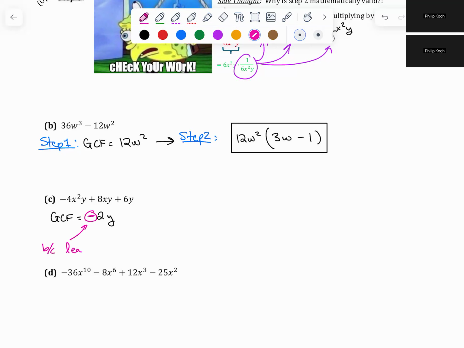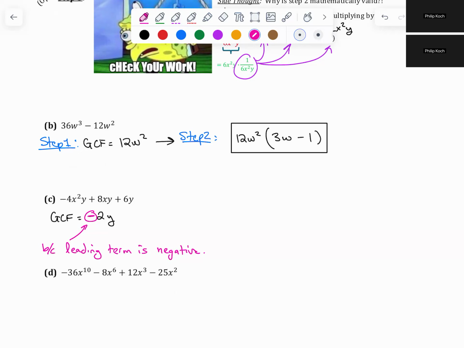because the leading term is negative. It's not required by any means, but I promise you it will be beneficial. You will thank yourself later if you get comfortable with factoring out negative GCFs if the leading term is negative. Leading term, by the way, as a reminder, is the highest degree term. First term is degree 3, second term is degree 2, and the third term is degree 1. So the leading term is the negative 4x squared y.